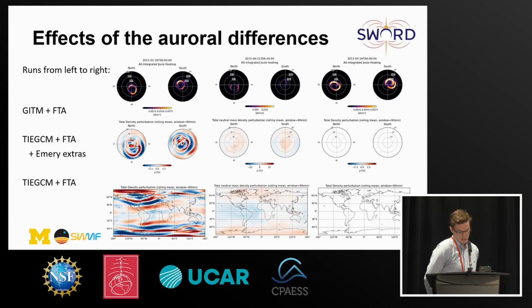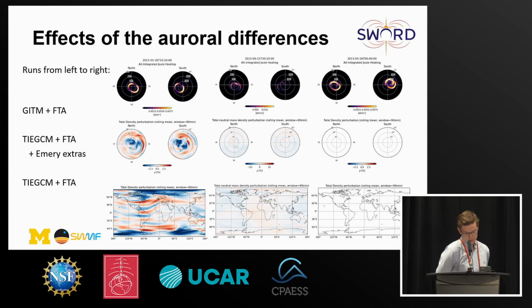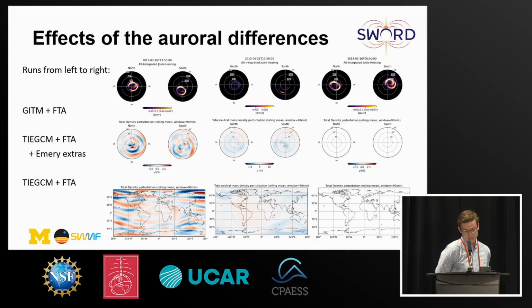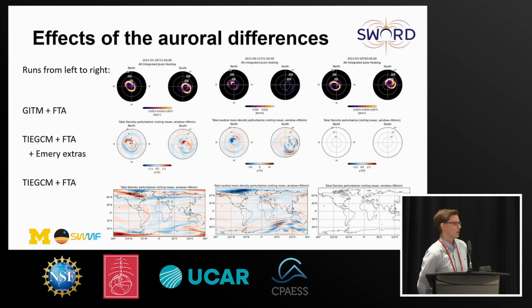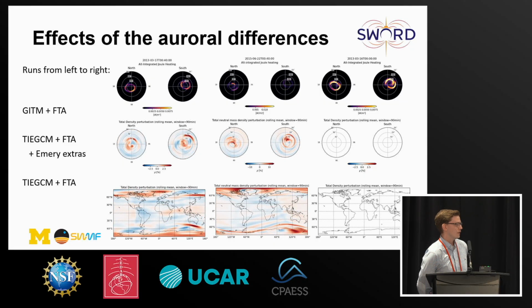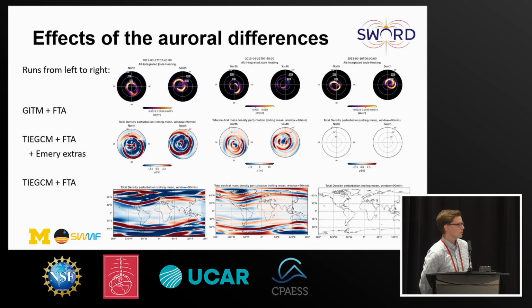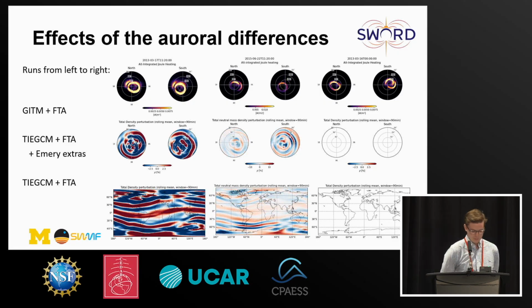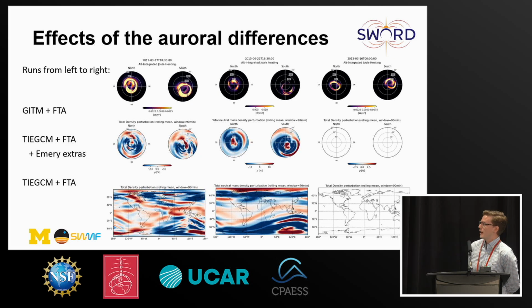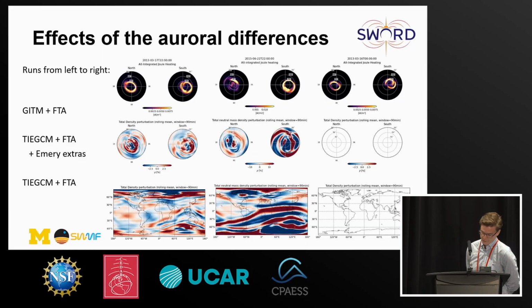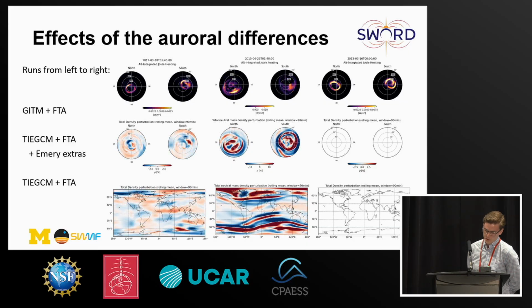Perfect. On the left, we have the GITM outputs, and we can see that the TADs are slightly smaller. This is just total neutral mass density at, I think, 450 kilometers. We can see that things are a little different. They're quite similar, but we can see that all of this propagation is happening from exactly where the Joule heating is happening.